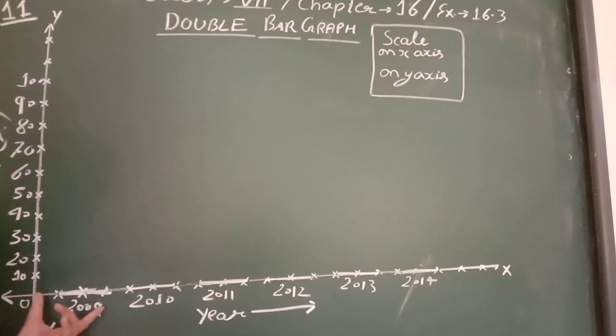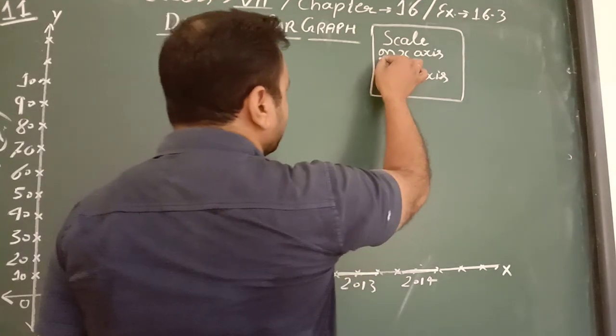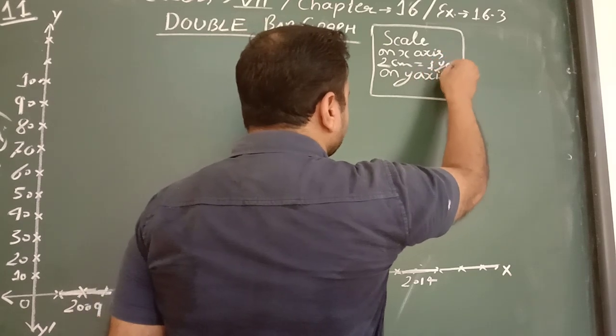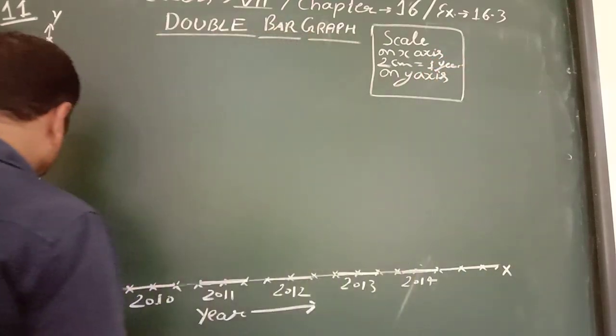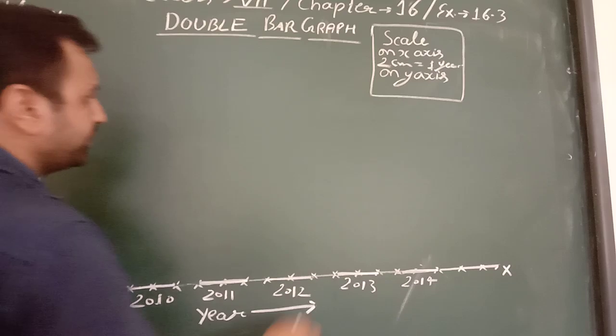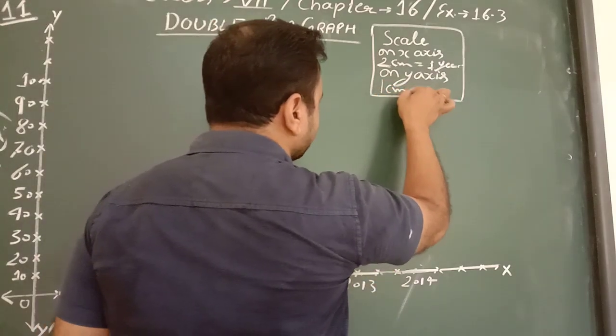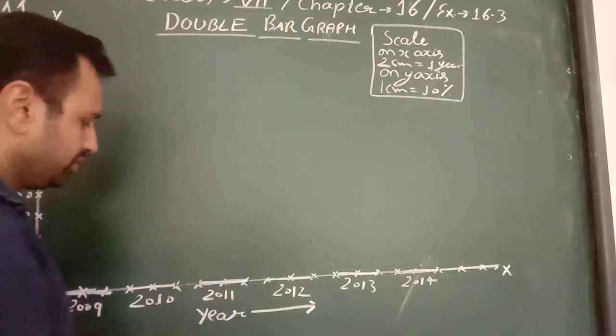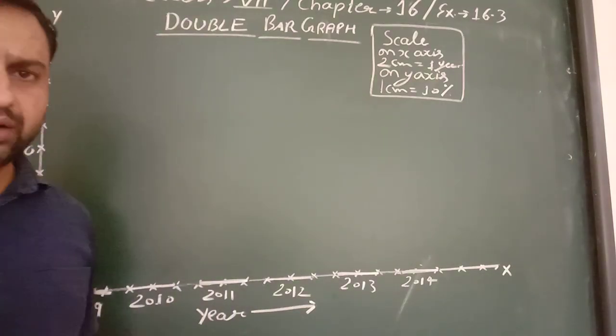Now the time for scale. On the x-axis, 2 centimeter represents 1 year, and on the y-axis, 1 centimeter represents 10%. Now it is ready to draw the bar graph.